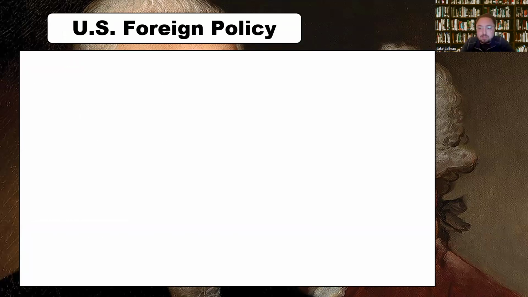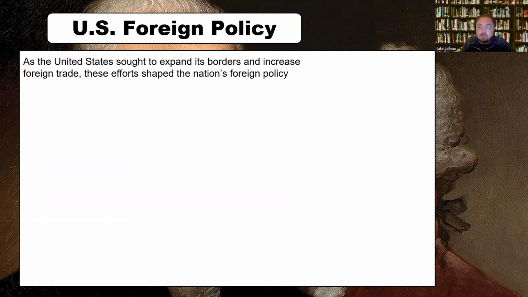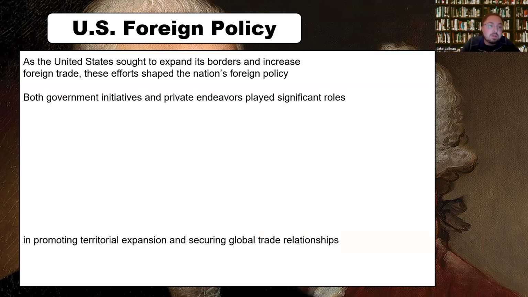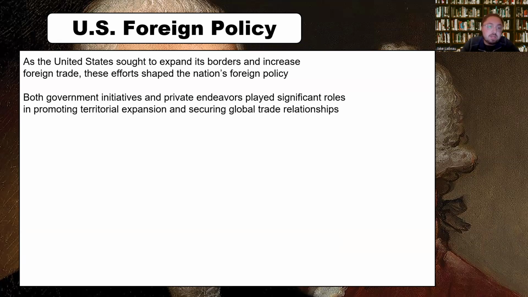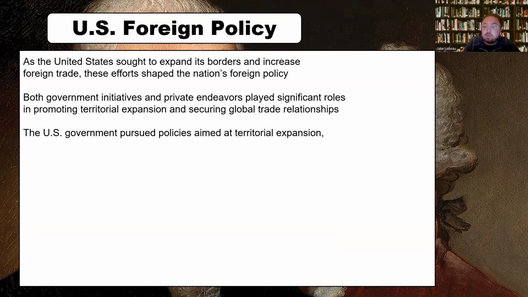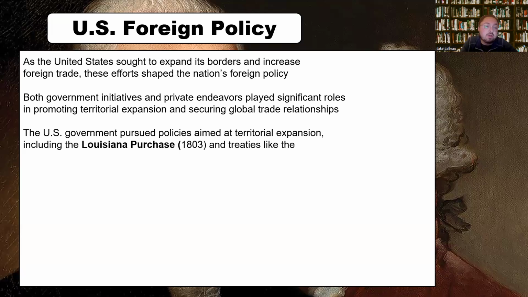All right. So as things are getting bigger, we need to talk here about U.S. foreign policy. And foreign policy is going to be what is our policy towards how we interact with foreign nations? And as the United States sought to expand its borders and increase foreign trade, these efforts shaped the nation's foreign policy. So both government initiatives and private endeavors played significant roles in promoting territorial expansion and securing global trade relationships. All right. We want to expand, we want to grow, but we also want to have good relationships with nations and not have them take advantage of us as a new young country. So the U.S. government pursued policies aimed at territorial expansion.